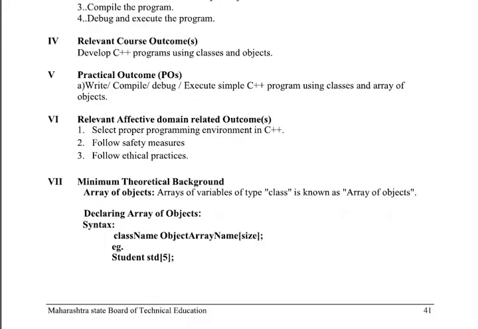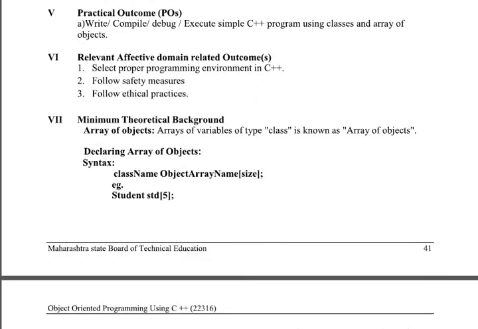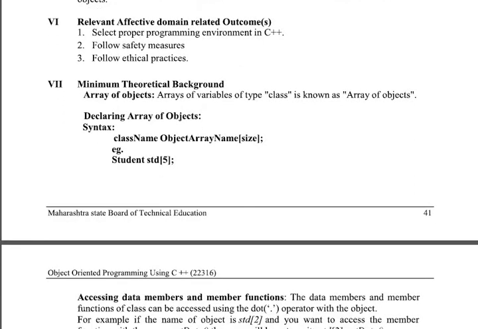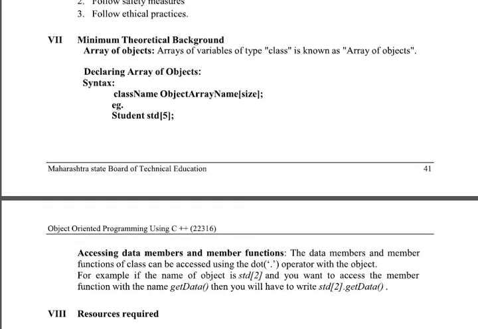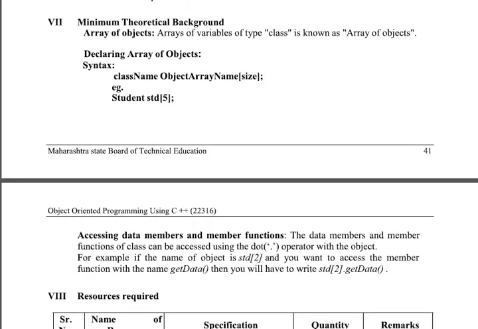Now we will see the minimum theoretical background. So first, array of object. Arrays of variable of type class is known as the array of objects. Means when we create object of array of objects, then it is known as array of object. Now we will see the syntax, how to declare array of object.